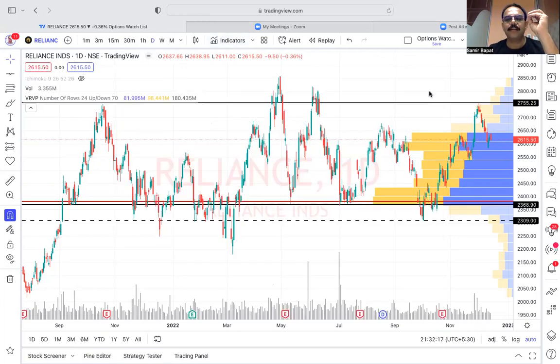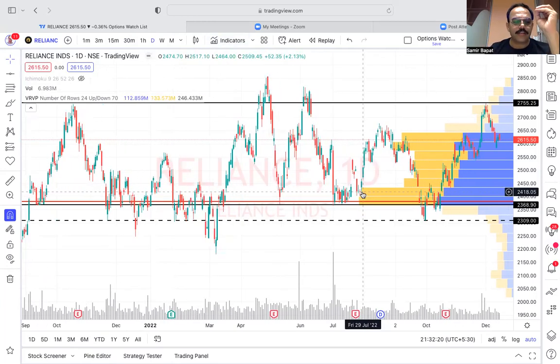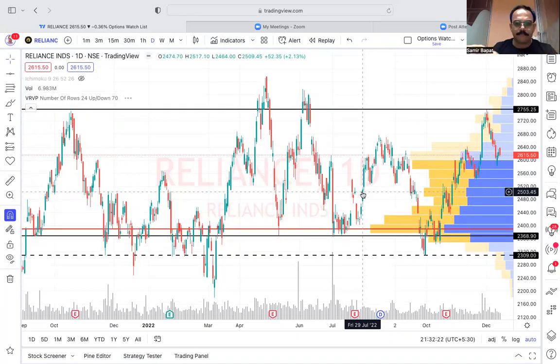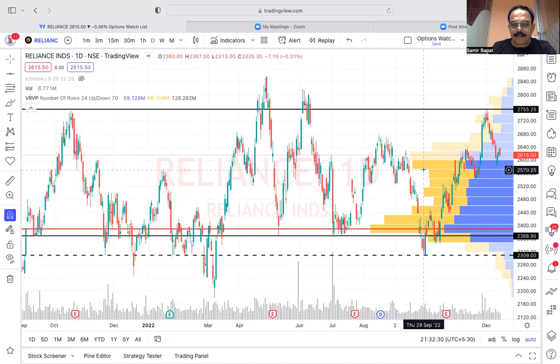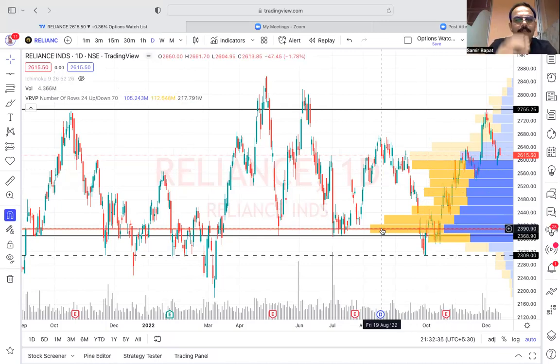What does it mean? That when I'm opening a chart of 1 year, this is my visible range. In this visible range, at what level were the highest number of shares purchased, or the number of shares purchased profile is shown.